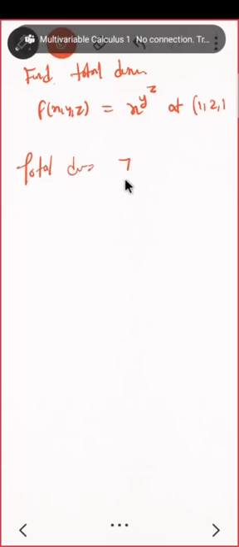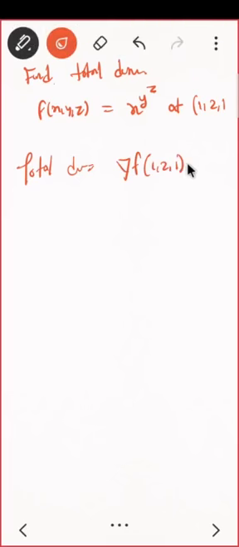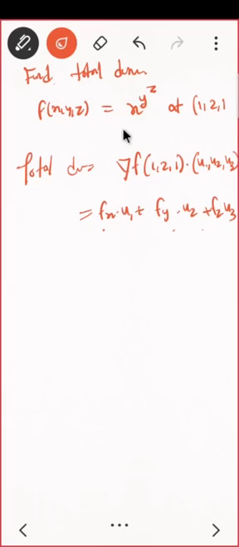That is, you already know, del f at whichever point, 1 2 1, into your h1, h2, h3, or whatever you say, or any 3-vector, say u1, u2, u3. So you just have to calculate this. This will be fx into u1 plus fy into u2 plus fz into u3. That's it. This is your answer. You just have to calculate fx, fy, fz. See, remember one thing, in the question it is asking to find the total derivative. Correct? So let us quickly see what fx is.